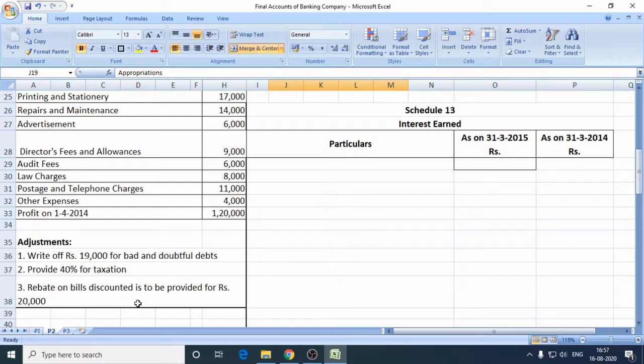Third is rebate on bills discounted. As you know, rebate on bills discounted means discount of next year received in advance, or discount received but not earned. As this 20,000 sum is not the income of the current year, we have to deduct that figure from Schedule number 13, that is interest earned, and its second effect we are supposed to give in Schedule number 5, that is other liabilities and provisions, but as here we are not preparing the balance sheet, ignore the second effect.